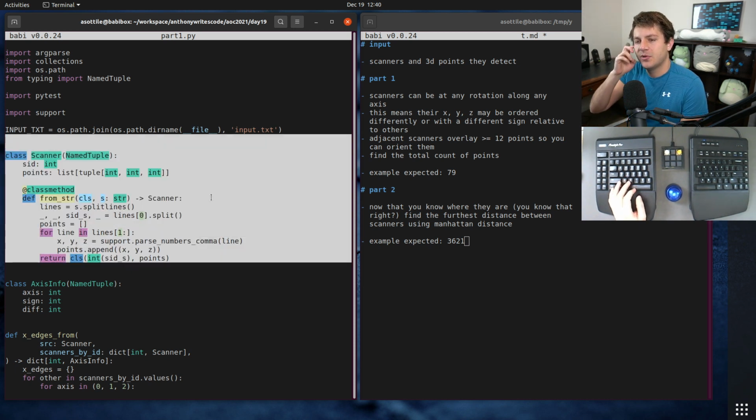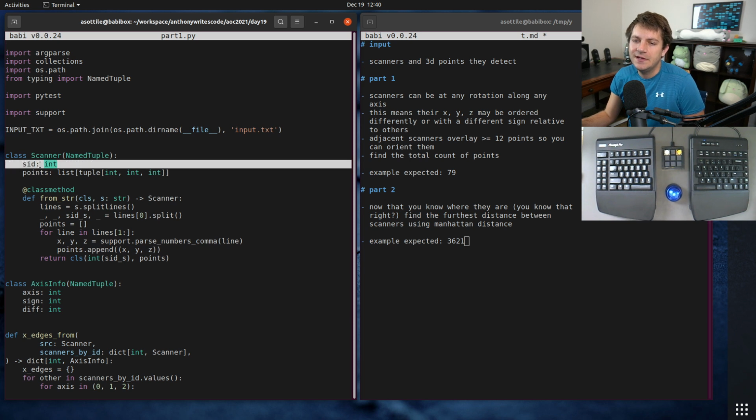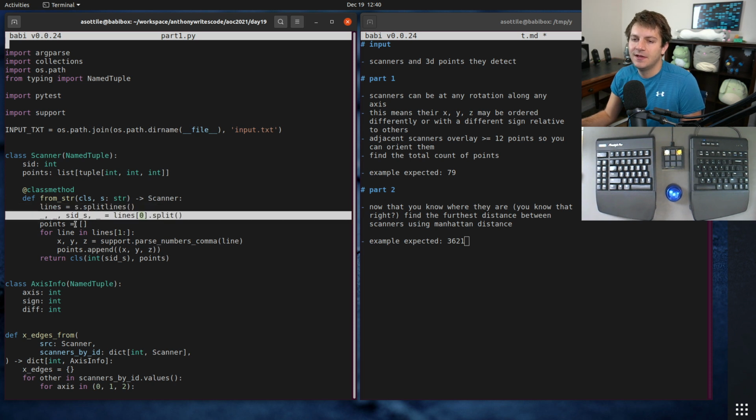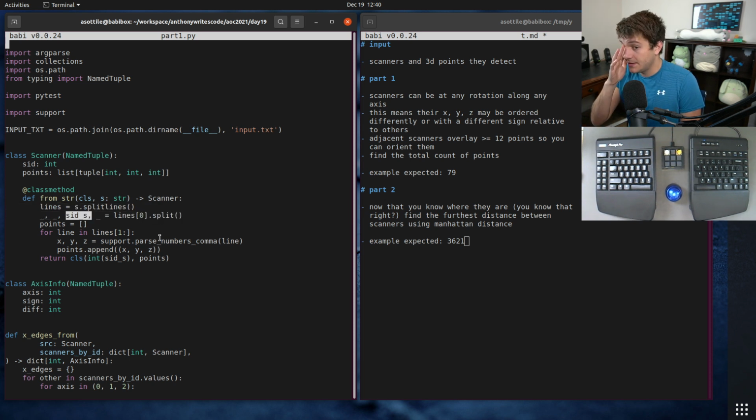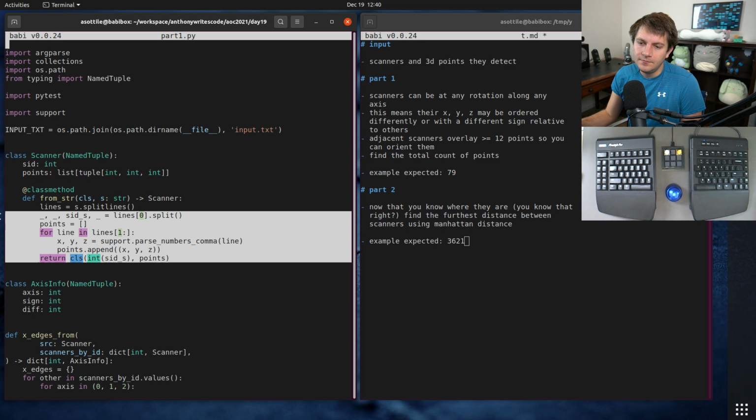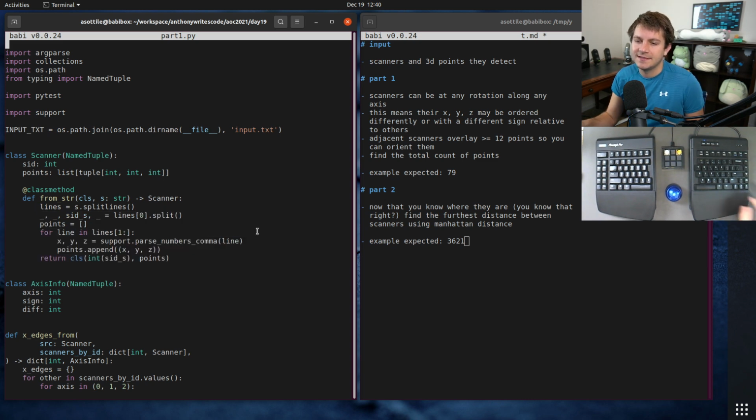So this is how I parsed my scanner. I had a scanner ID. I technically didn't need this, but it made it convenient for debugging. I also had a list of all the points, and the way I pulled that out was getting the lines from the input, parsing the scanner ID out of the first line, and then sticking all the points into a list.